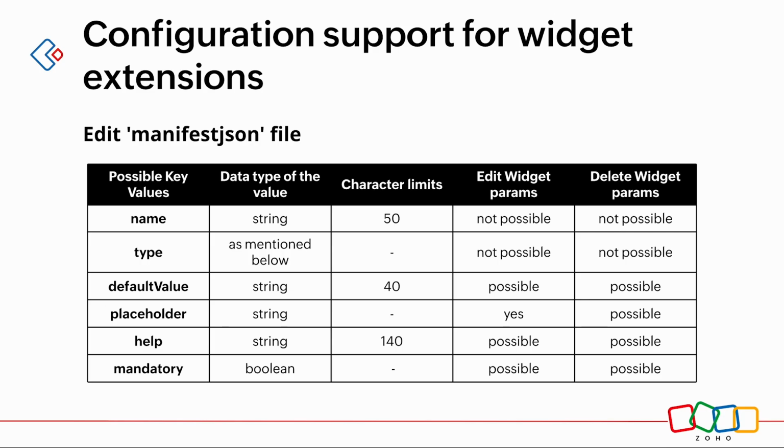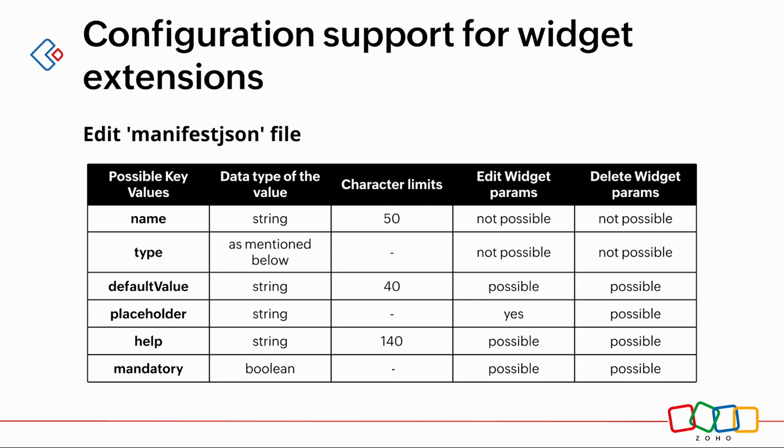It can be a string, a number, or boolean. And just like the name, this can't be edited or deleted later as well. Default value, as the name says, this will be given if nothing is entered in the widget.json file. Its type is string and it can hold up to 40 characters. Unlike the name and type, the default value can be edited and deleted whenever required by the user.